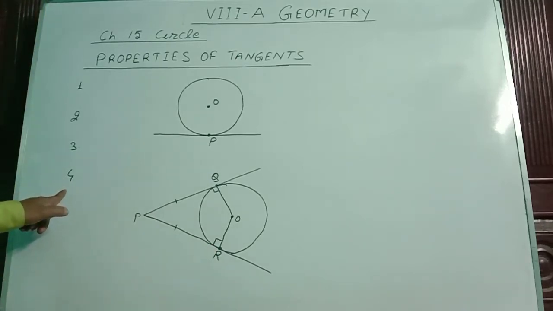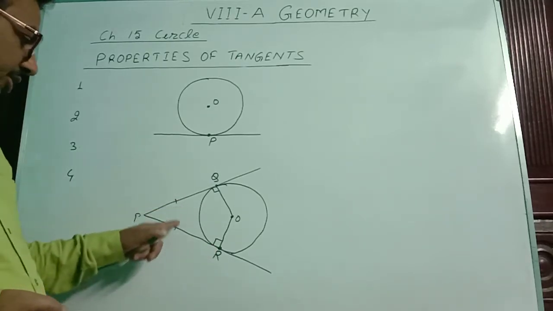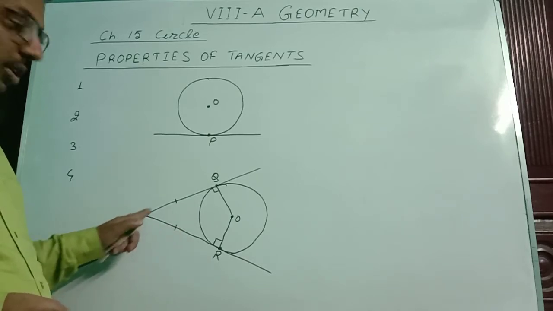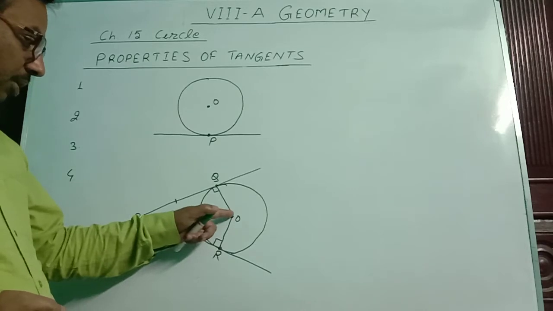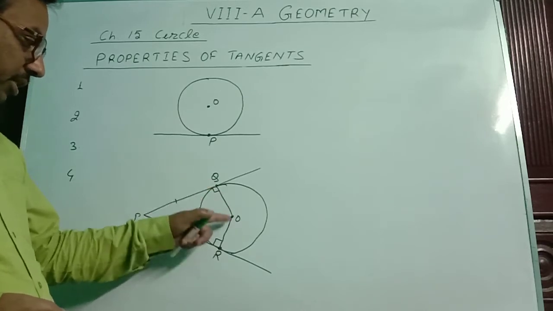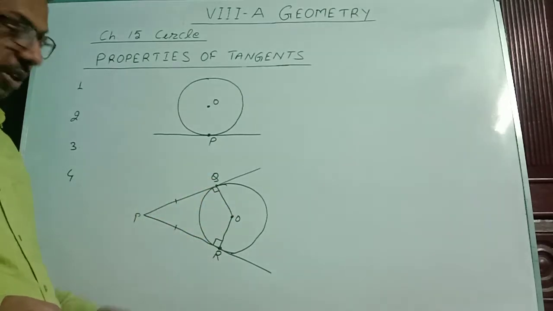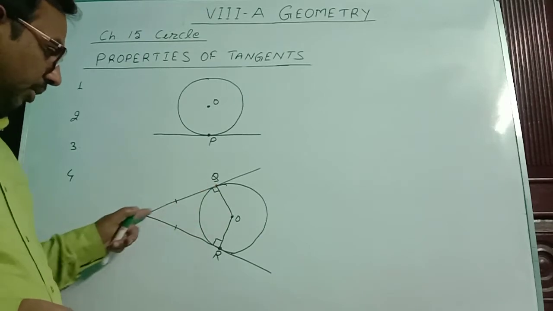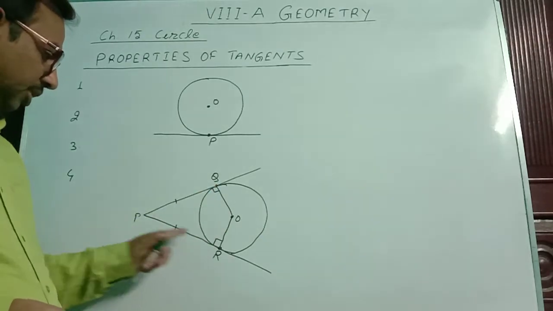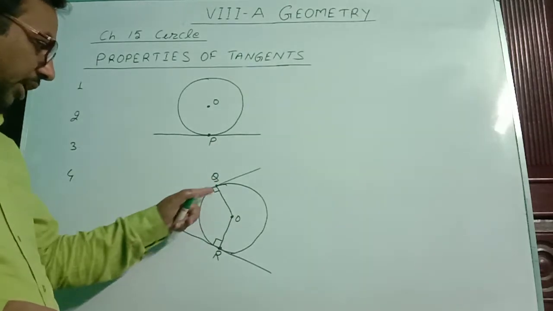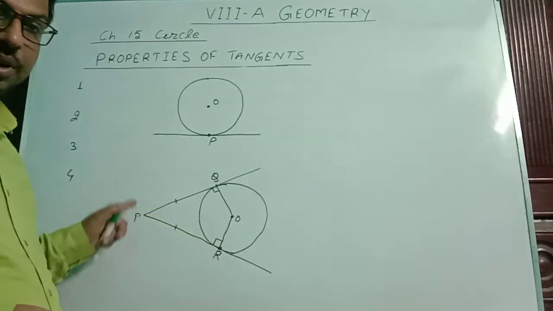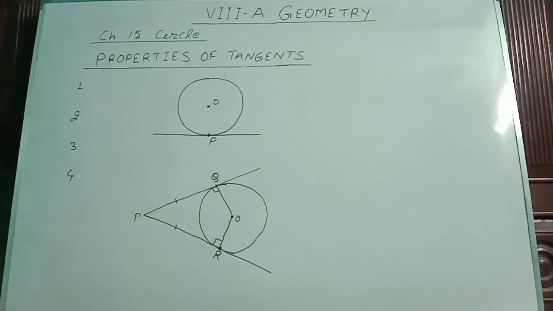Property 4, if two tangents are drawn from the external point, then both the tangents are equal in length. Second, radii of the circle are perpendicular to the tangents. OQ is perpendicular to PQ, OR is perpendicular to PR. In this way, angle OQP is 90 degrees. Similarly, angle ORP is 90 degrees. These were the properties of tangents.